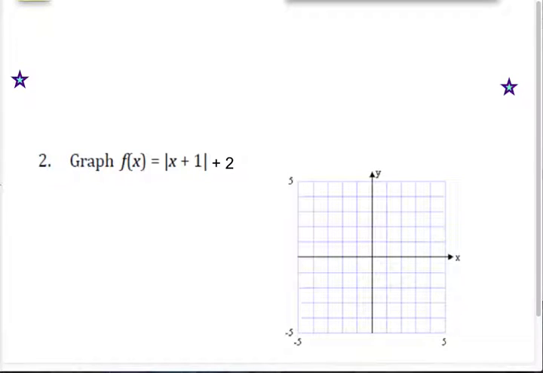Piecewise function. Here we go. This one I can recognize. What is this?